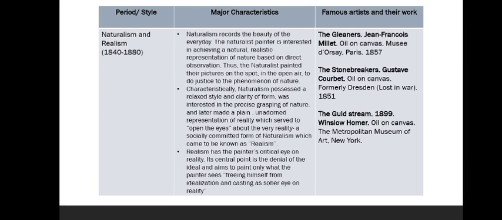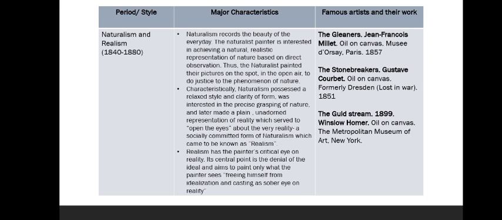Next is the Naturalism and Realism period, which took place during 1840 and 1880. The major characteristics of this period are: Naturalism records the beauty of the everyday. The naturalist painter is interested in achieving a natural, realistic representation of nature based on direct observation. Thus, the naturalists painted their pictures on the spot, in the open air, which is called plein air painting, to do justice to the phenomenon of nature, which is also termed free observation-based painting.